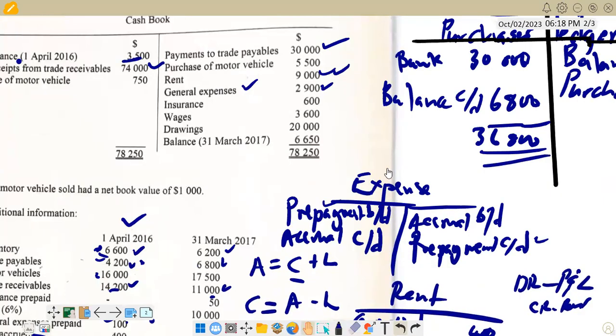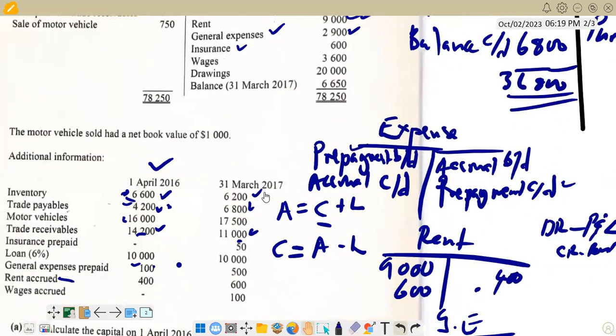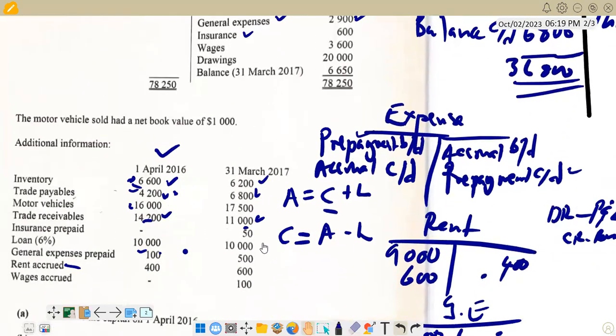Right, after general expenses, we have insurance. We check here, insurance is 600. So we also need to see whether we have any adjustment for insurance in the list of balances. We have only a balance at the end, 50, which is a prepayment. When we have such a scenario, there's no need to prepare a T account because we only make one adjustment. This is a prepayment at the end.